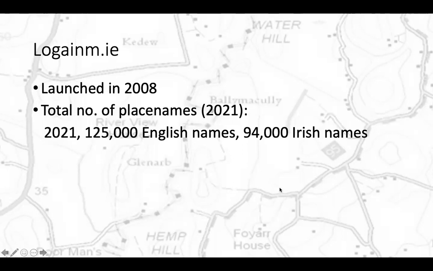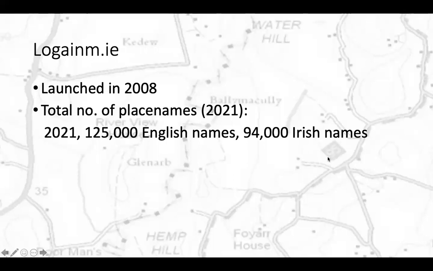So the Logainm site has been launched before that in 2008, and the total number of place names roughly now, it would have increased slightly. This would be for about a month ago. There are 125,000 English names, and in the Irish names there are 94,000. And partly what we are trying to do, of course, some English names will not be translated, as it were, but we're trying, partly at any rate, to bridge that gap.